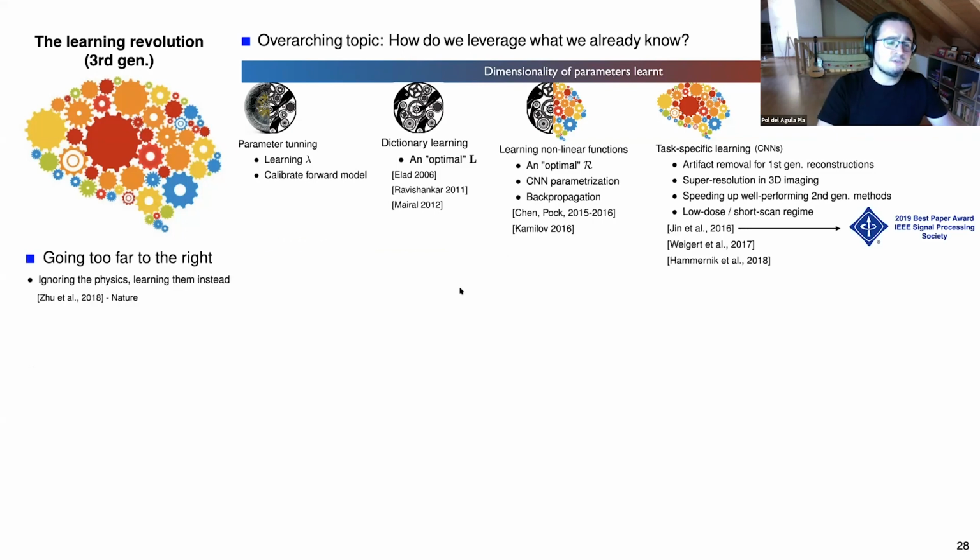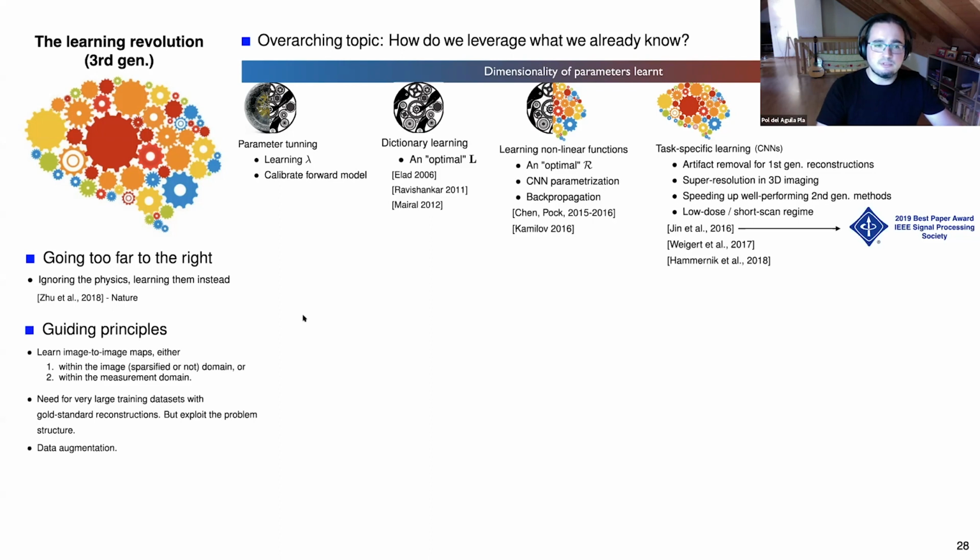However, there are also the risks of going too far to the right, like the world has been having lately. So ignoring the physics and learning them instead is not a good idea. There's a paper in Nature, which is quite well known. It's called AutoMap, and it intends to learn image reconstruction for any problem independently of the physics.